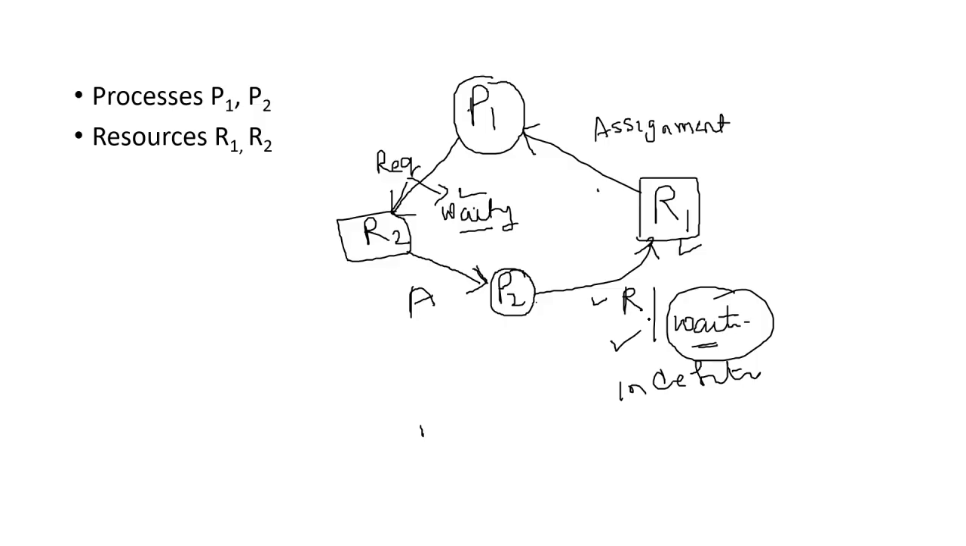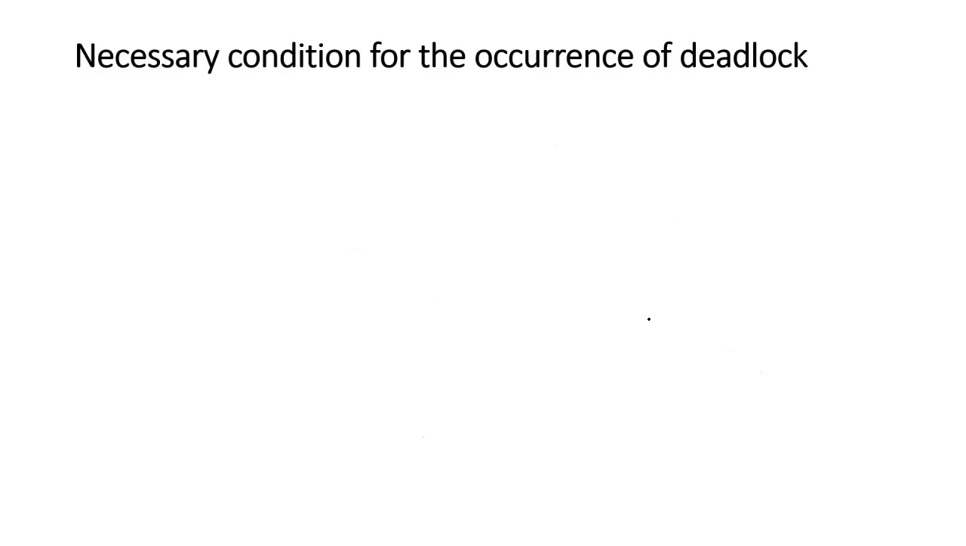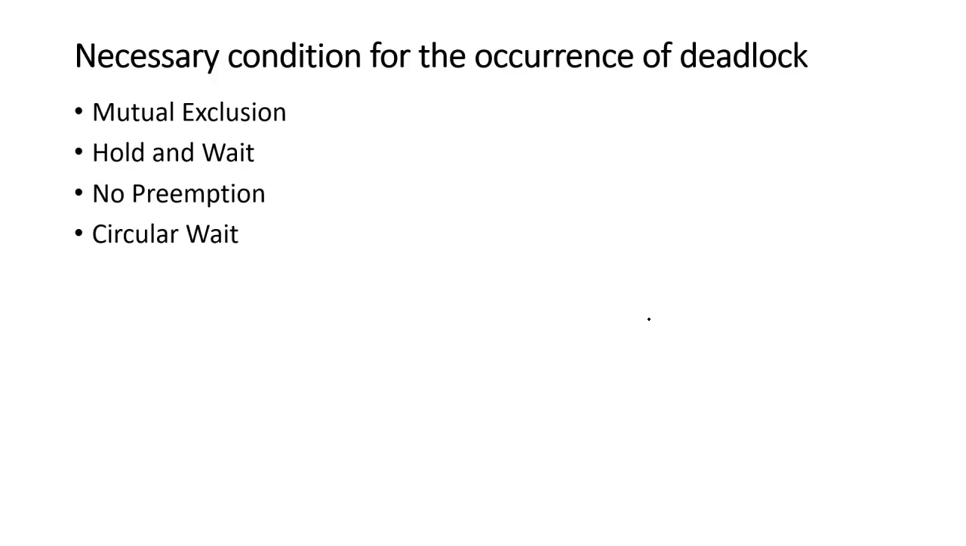For the actual occurrence of deadlock, there must be four conditions. Let's have these conditions. These four conditions are mutual exclusion, hold and wait, no preemption, and circular wait. So all these conditions must occur in a system for the occurrence of deadlock. So these must occur at the same time, or simultaneously. So let's have all these conditions one by one.